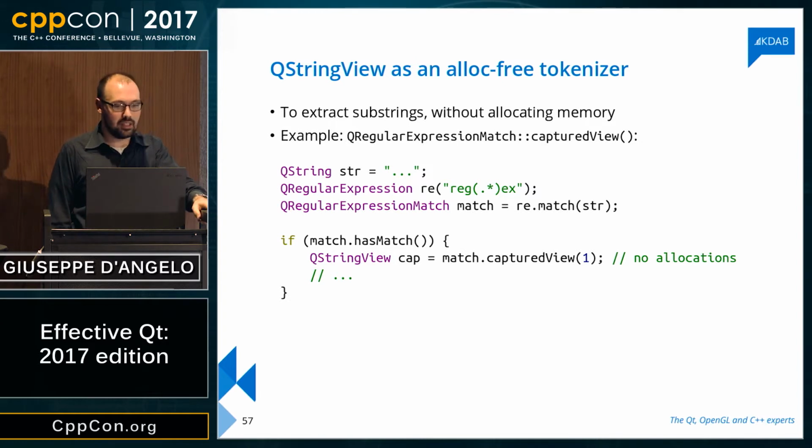Another example of what we're using QStringView for in Qt is as an alloc-free tokenizer. Suppose I've got a big string and I want to run a regular expression over it. And every time I run the regular expression, I want to extract the substring captured by that regular expression. There is no need to allocate anything. The memory is already allocated in the string at the first line, right? So now we can finally return views into already allocated data. That's just great.